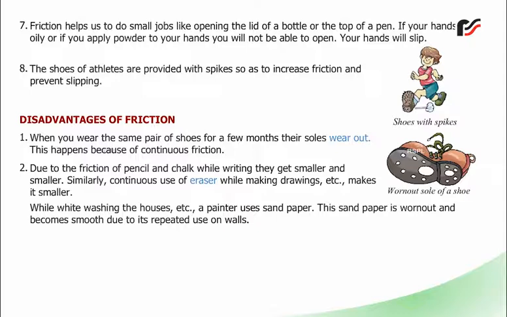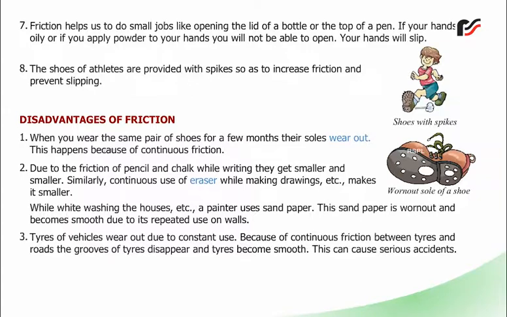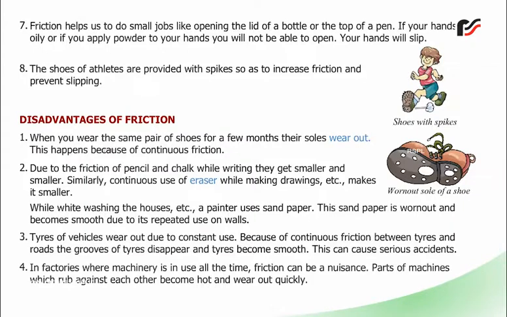makes it smaller. While whitewashing houses, a painter uses sandpaper. This sandpaper is worn out and becomes smooth due to its repeated use on walls. 3. Tires of vehicles wear out due to constant use. Because of continuous friction between tires and roads, the grooves of tires disappear and tires become smooth. This can cause serious accidents. 4. In factories where machinery is in use all the time, friction can be a nuisance. Parts of machines which rub against each other become hot and wear out quickly.